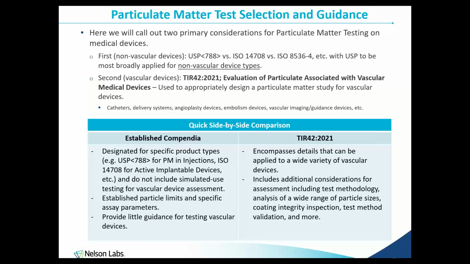So we're going to compare these at a high level to help understand why it's important for vascular device companies to test according to TIR 42. A quick snapshot below is basically showing that an established method, for instance 788, is the most well-known standard for particulate matter testing. It doesn't provide any guidance for how to extract a device, but it does provide guidelines for what particles to assess, what particle sizes, and it does give acceptable limits as well.